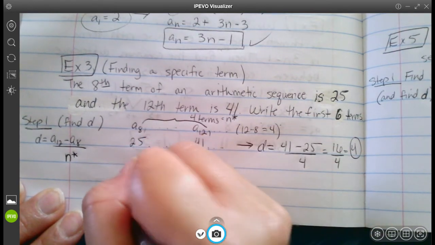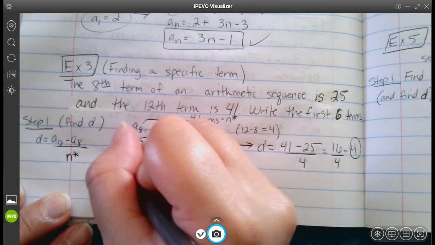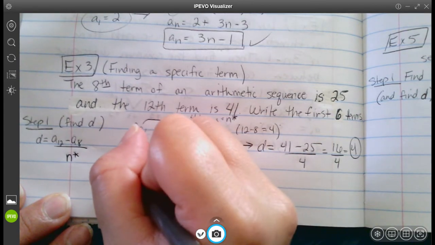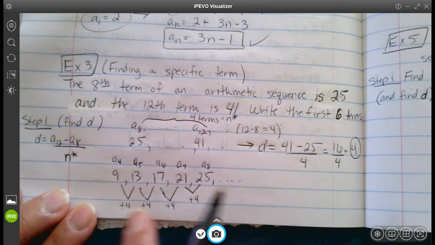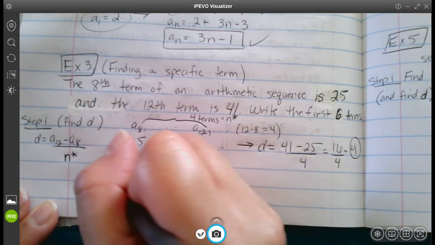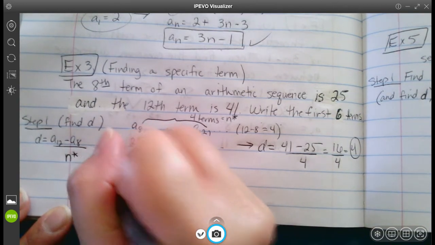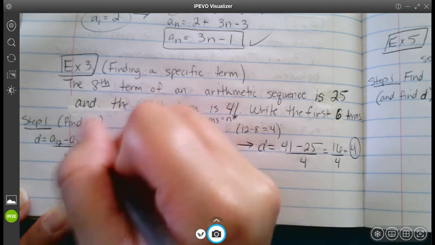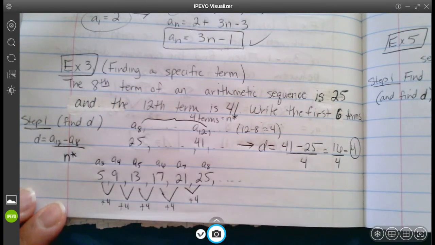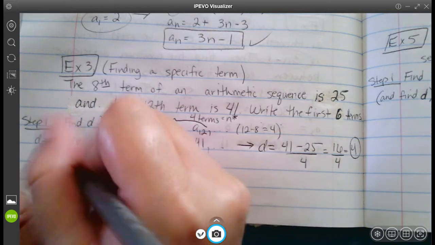Let me see. Next one. What plus 4 is 13? 9. Remember, you're actually subtracting, so please don't get confused. I want to keep my common difference as it is. Next one. 9 minus 4 is going to give me 5. And if I check, 5 plus 4 is 9. That's the 3rd term. Next one. 5 minus 4 is 1.